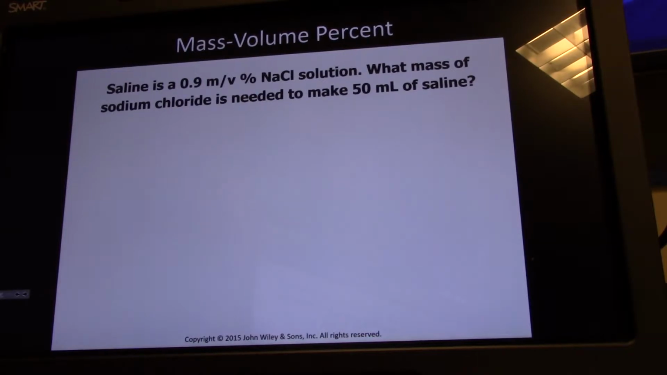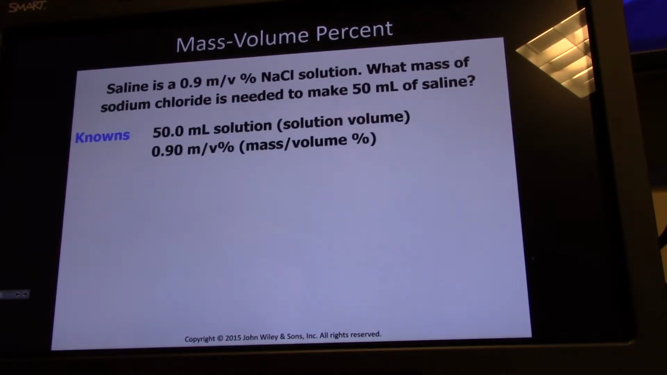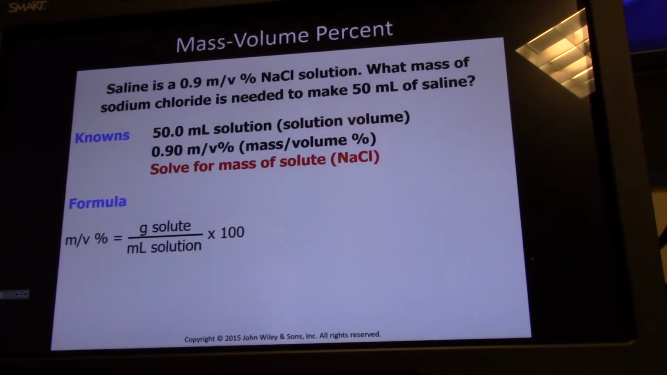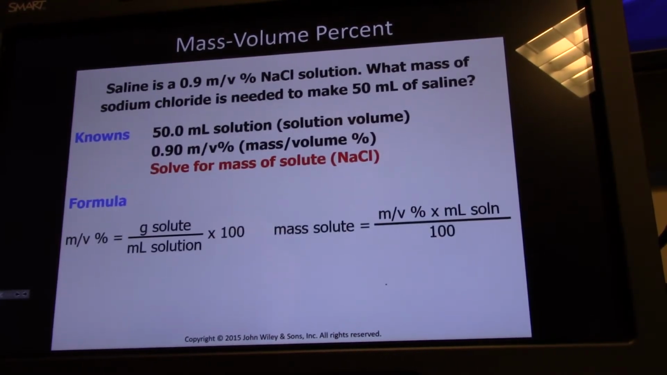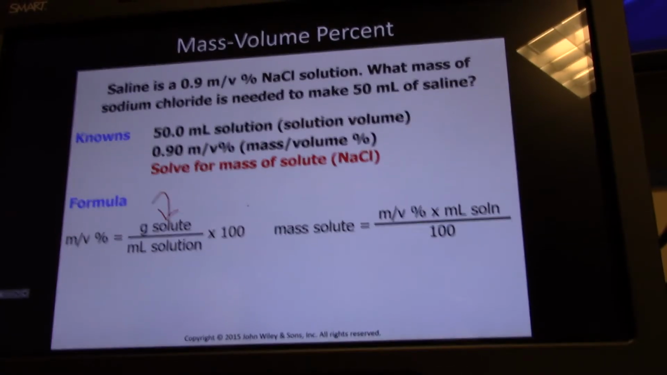Saline, now we're in mass volume percent. Saline is a 0.9 mass per volume percent sodium chloride solution. What mass of sodium chloride is needed to make 50 milliliters of saline? Well, we need to make 50 milliliters, and it's 0.9% mass per volume. And mass per volume percent is grams of solute per milliliters of solution.